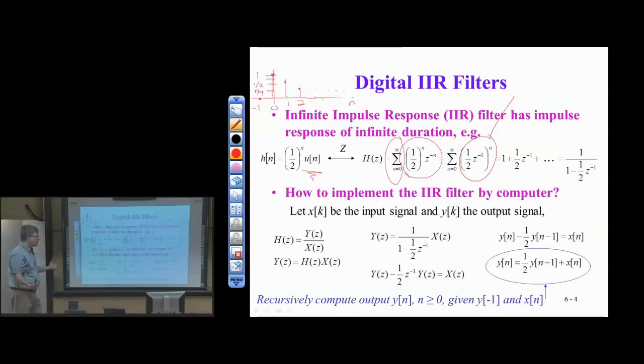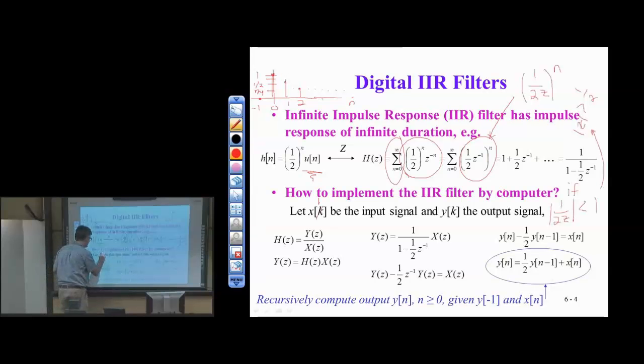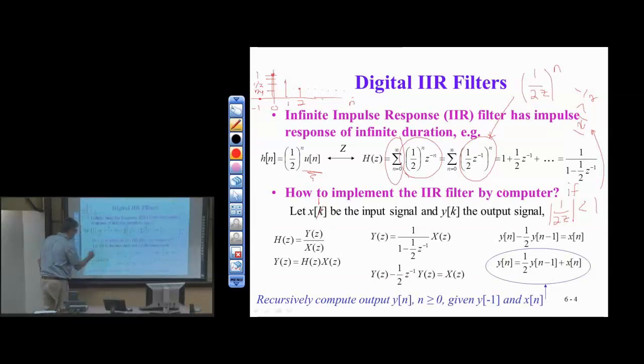What we'll see, though, is if we have a transfer function, how do we implement this by computer? How do we apply it to an input signal? So if we let x of n be the input signal and y of n be the output signal, then we can do the following to get the difference equation, starting with the transfer function. The transfer function is simply in the z-domain the ratio of the output z-transform to the input z-transform. It's also equal to the z-transform of the impulse response, and we've just computed that transfer function.